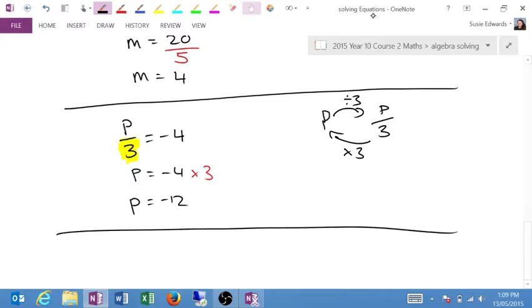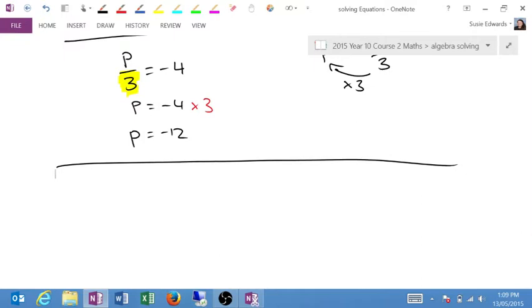Now, with one-step processes, it doesn't matter because there's only one step. But as soon as we get to two-step solving, that making of the equation and unraveling it, the order is really important. So let's have a look at some two-step solving.